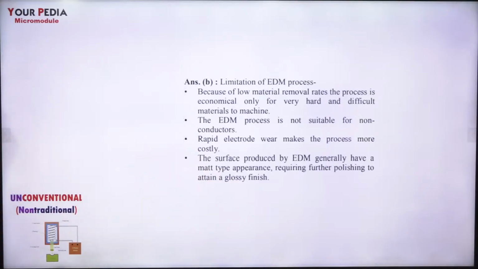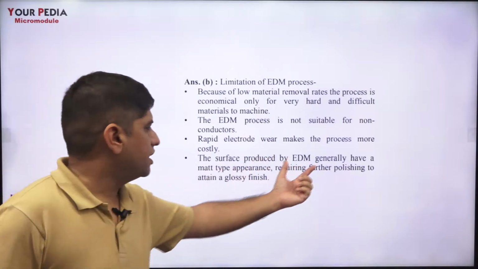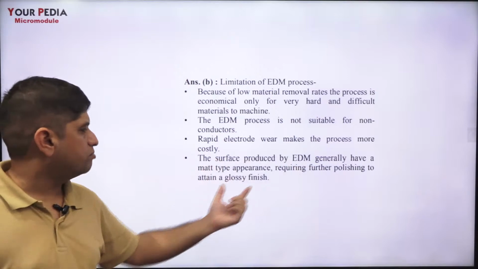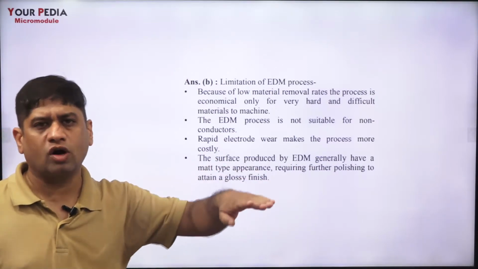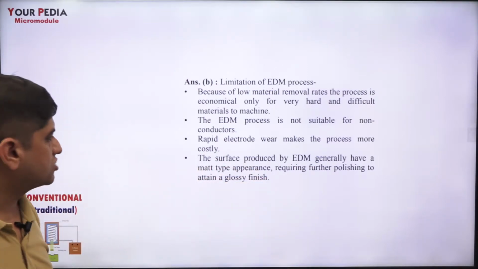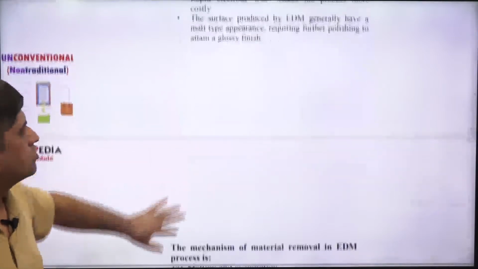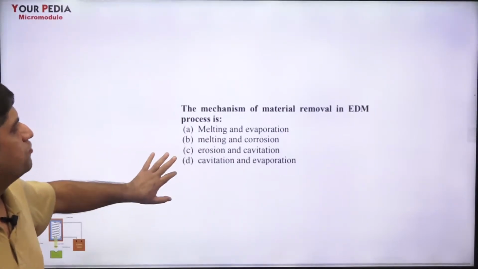So you do not get very good surface quality in electric discharge machining. In electrochemical machining and others, you get very good surface quality, but the surface produced in EDM has a matte type appearance. Matte, आपने घर में देखा होगा, वैसा appearance होता है, rough appearance होता है. So further surface finish is required.